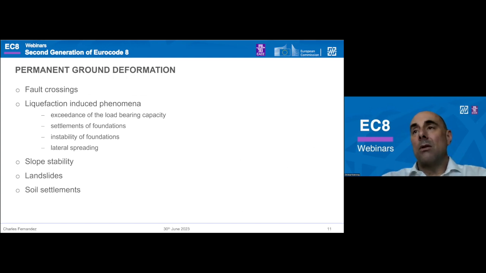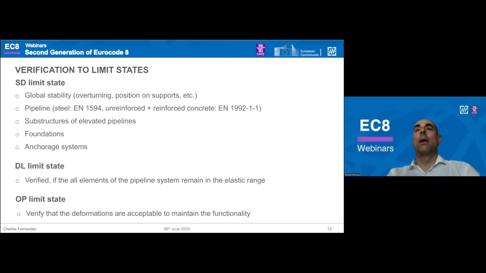And it's simply an exceedance of the load-bearing capacity. Then slope stability, landslides, and soil settlements. So these different load cases are provided in the code and should be investigated by the engineer. So the verification should be done by the different limit states, and the SD limit state is the global stability. Then we have the verification of the pipeline itself.